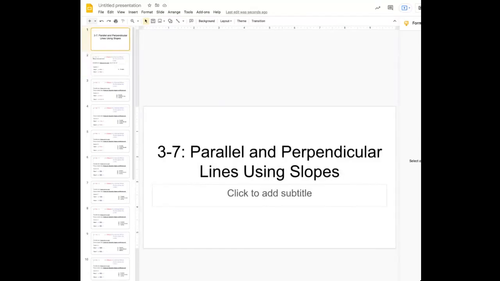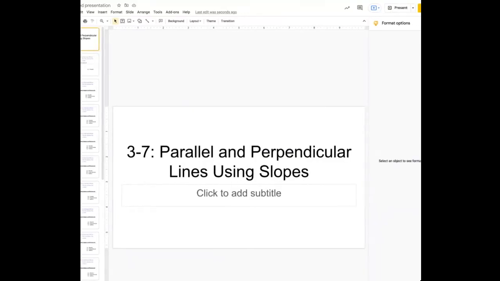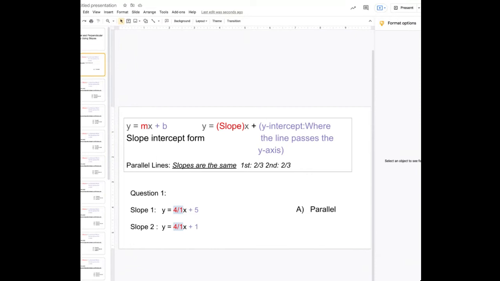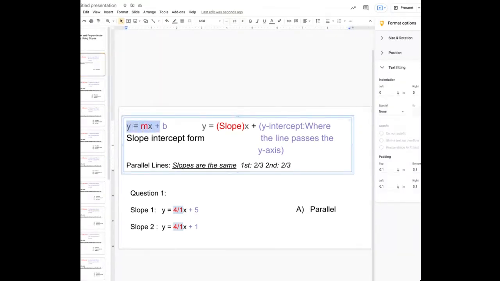Once again, this lesson is just a summary of 3-7, parallel lines and perpendicular lines using slopes. What we're focusing on the most is using the slope-intercept form. I'm just going to focus mostly on the real lesson, which is determining whether the slopes are parallel using the slopes that are given.